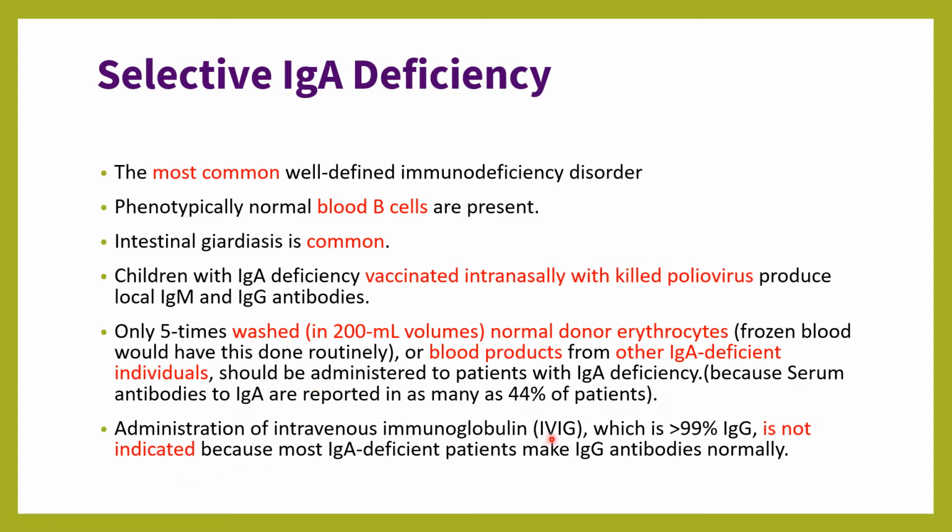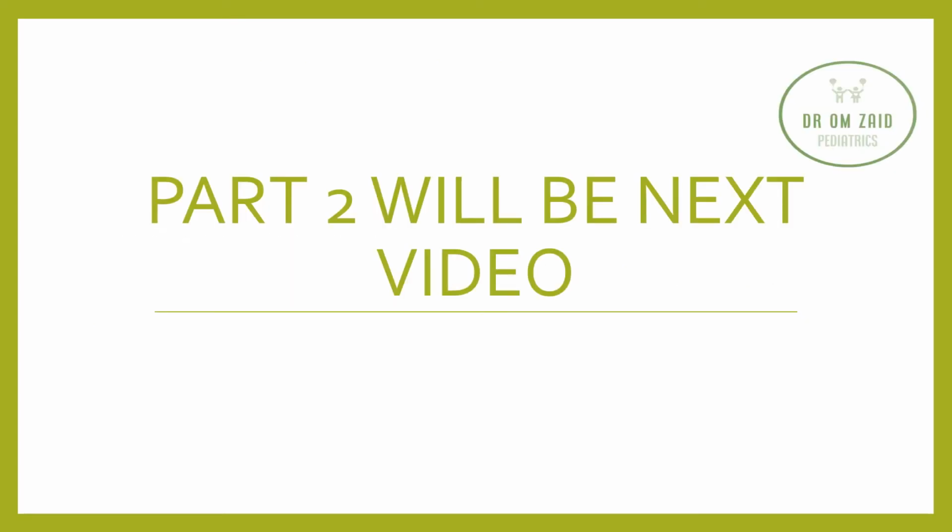Administration of IVIG, which contains more than 99% IgG, is not indicated. Okay, because most IgA deficient patients make IgG antibodies normally. Okay, so it is not indicated. Now I finished this video. Part 2 will be next. Okay, I'll be doing some questions related to the video of today.